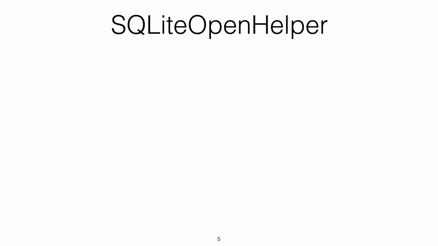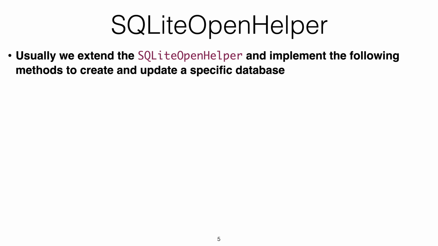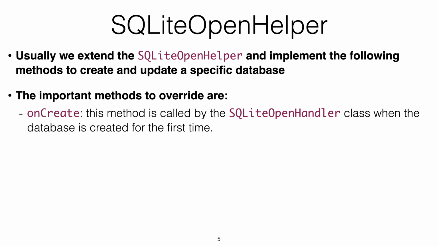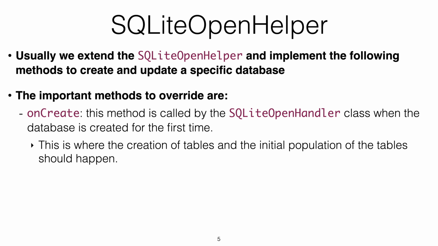Now for the SQLite opener, we need to extend that class to implement the following methods. The onCreate method is called when the OpenHandler class attempts to create the database for the first time. Only when the database is created for the first time will this method get called. That's probably the time when we want to create the tables, and do the initial population of the tables with some initial data if you need to, and so on.